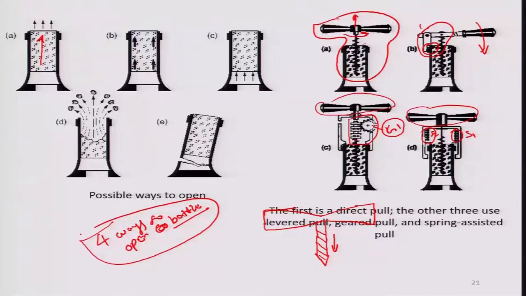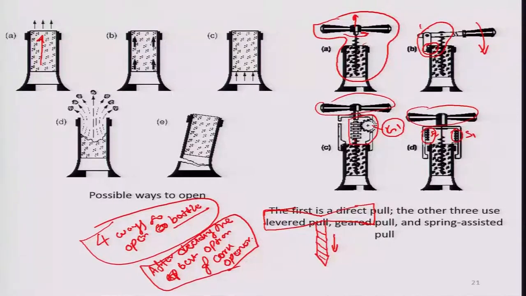Now after deciding the best option of cork opener, what will you think about now? Material. What will be the material of each component? So again, material selection comes into the picture.